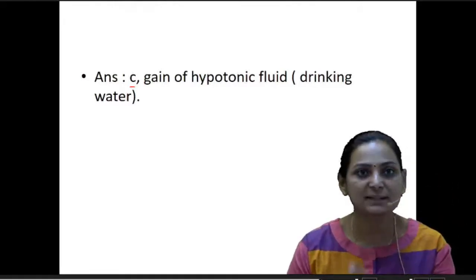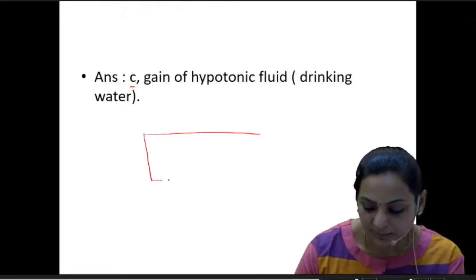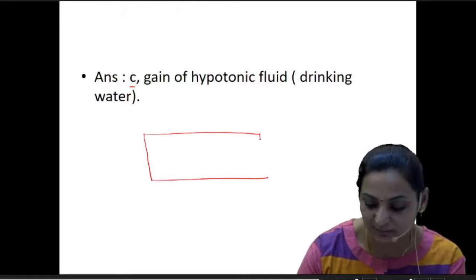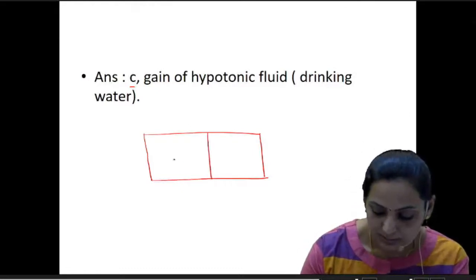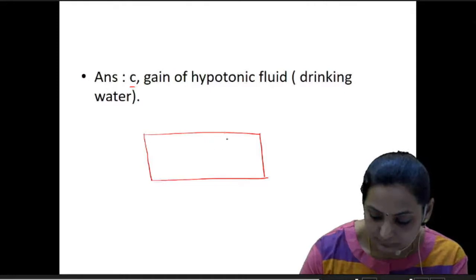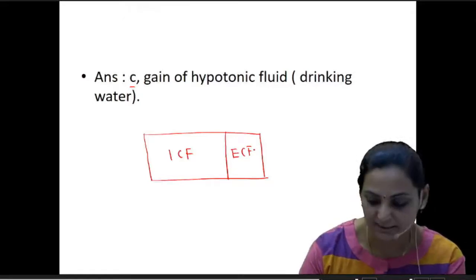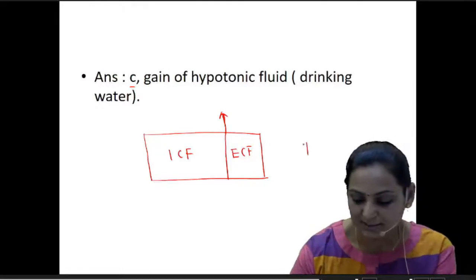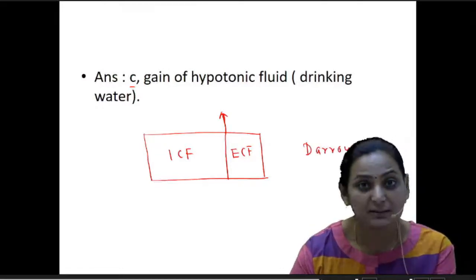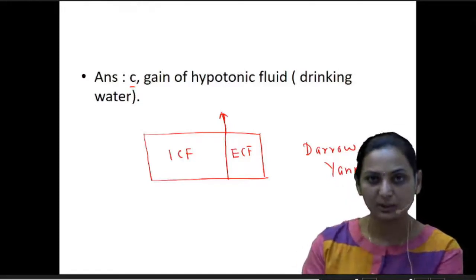Now what is the concept behind? I know this is something very new to us, but we can learn new things because day by day the question level is also going higher. Now this is my ICF and this is my ECF. We know that the ICF is more than ECF. This is called the Darrow-Yannet diagram, D-A-R-R-O-W Yannet.